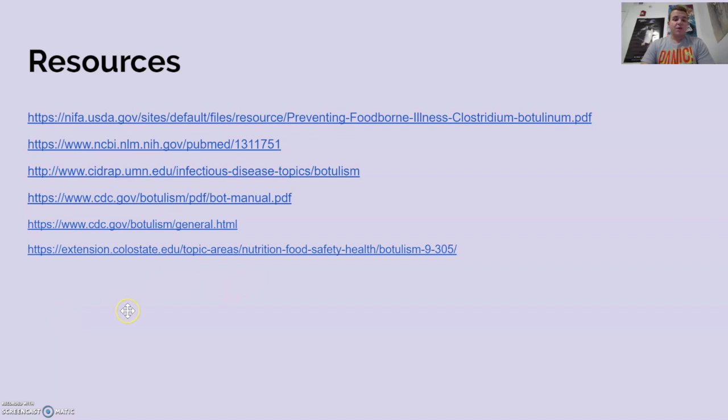And then we have our resources tab, and it's our last slide on our presentation, and this is just all the sources that we found on our microbe.